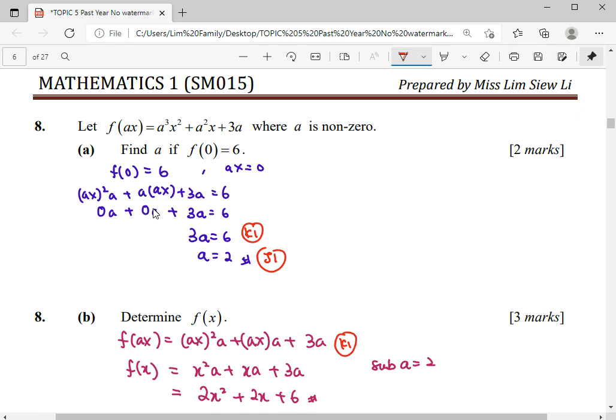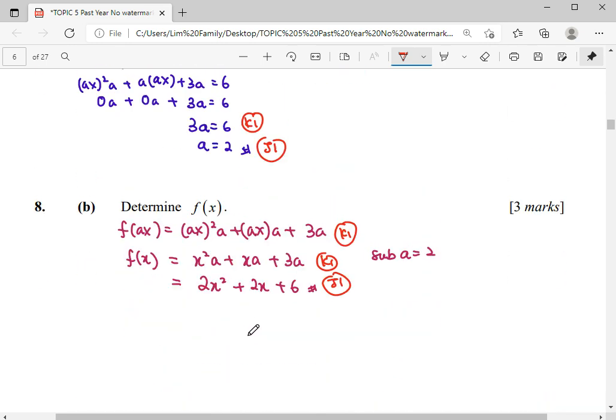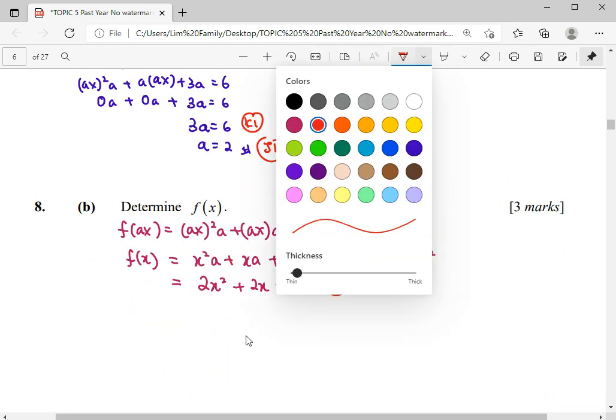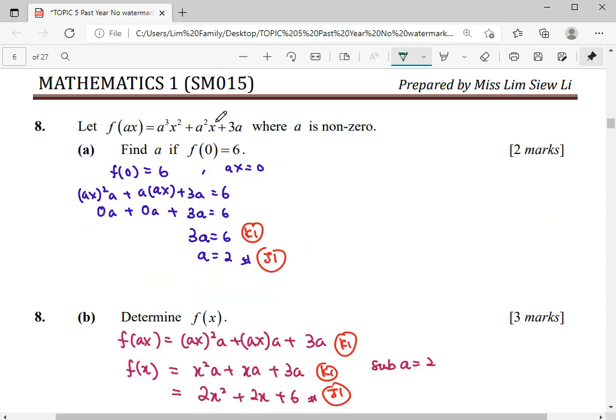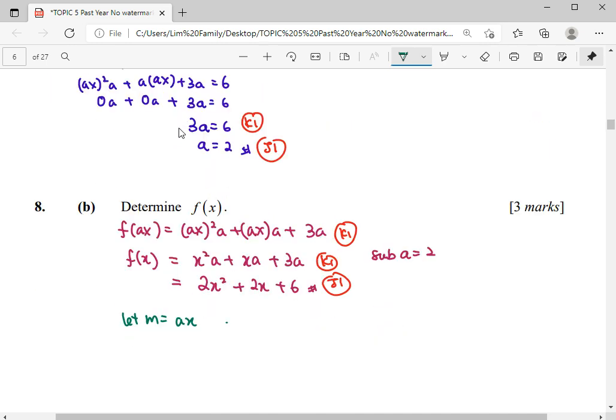Okay, so 1 mark. Of course, if you don't know how to do this mapping, you cannot see this mapping clearly, you can go back to the traditional way. This is another way of mapping from ax to x. We let m equals to ax, so we will change all these functions in terms of m. So this becomes m already. So what will be your x? Your x will be m over a, which is m over 2.